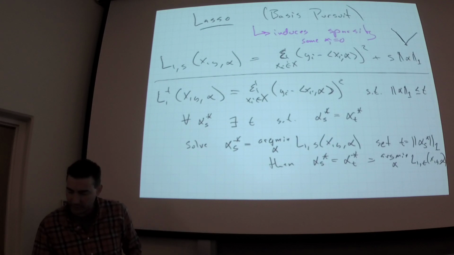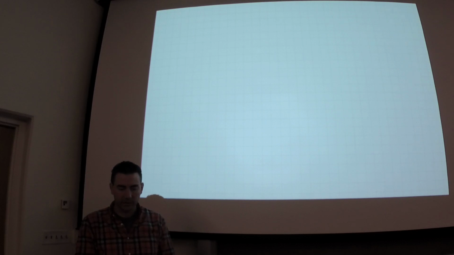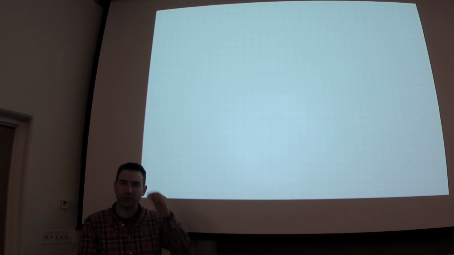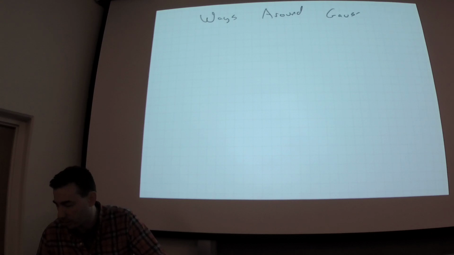So while I'm talking about least squares in general, I just want to mention two other ways around, so Gauss-Markov.